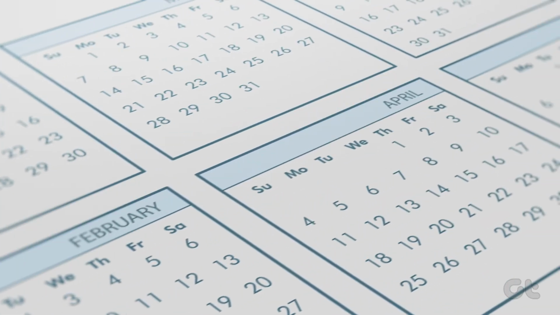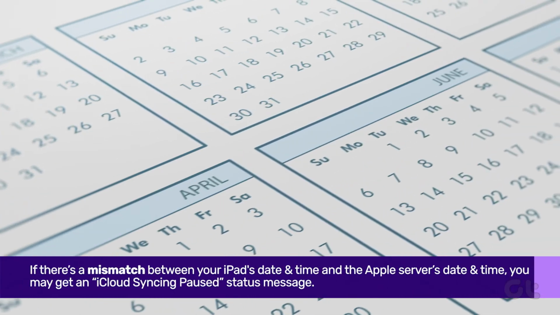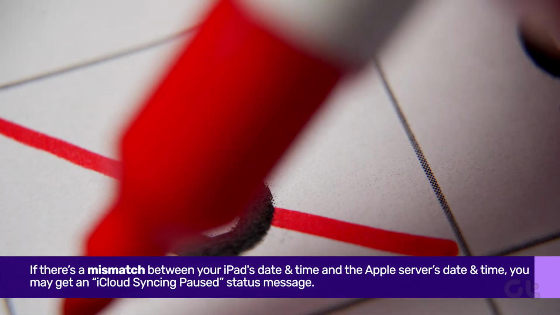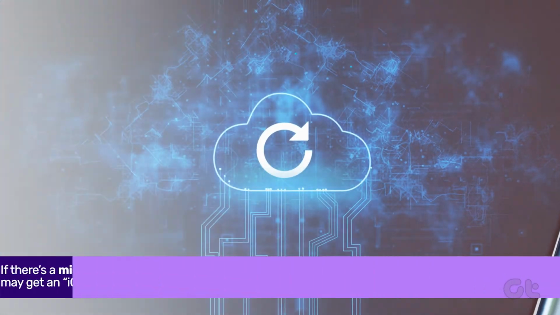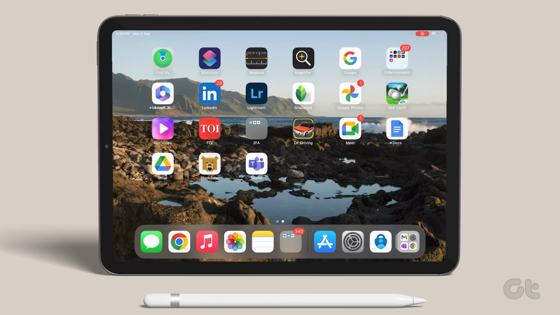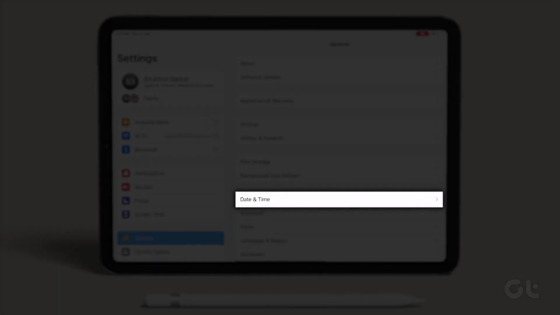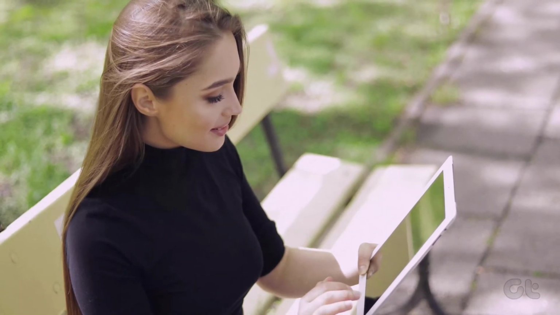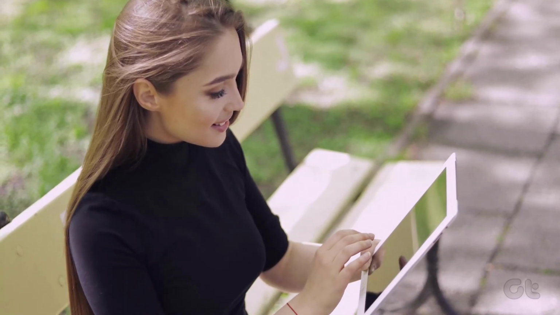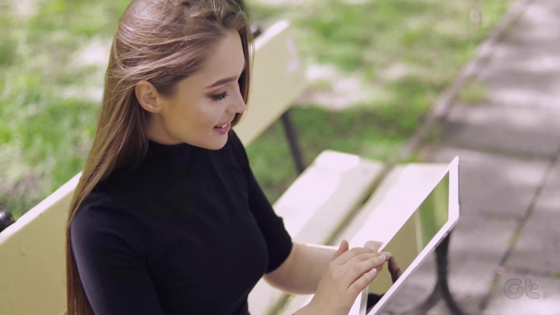Moving on, if there's a mismatch between your iPad's date and time and the Apple server's date and time, you may get an iCloud syncing paused status message. To fix it, open the Settings app, tap on General, and head over to Date and Time. Now turn on the Set Automatically toggle. If this was the case, then this fix will definitely solve your iCloud sync issues.